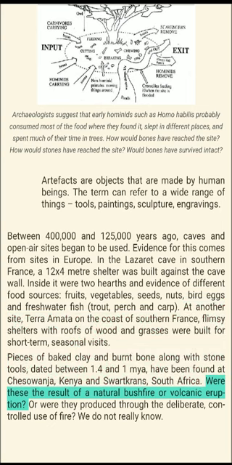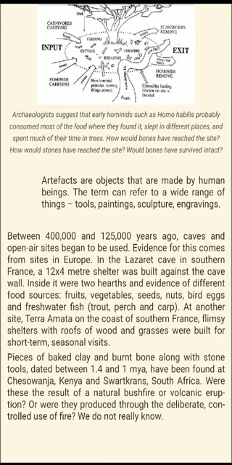Pieces of baked clay and burnt bone along with stone tools, dated between 1.4 and 1 mya, have been found at Chesowanja, Kenya and Swartkrans, South Africa. Were these the result of a natural bushfire or volcanic eruption? Or were they produced through the deliberate, controlled use of fire? We do not really know.